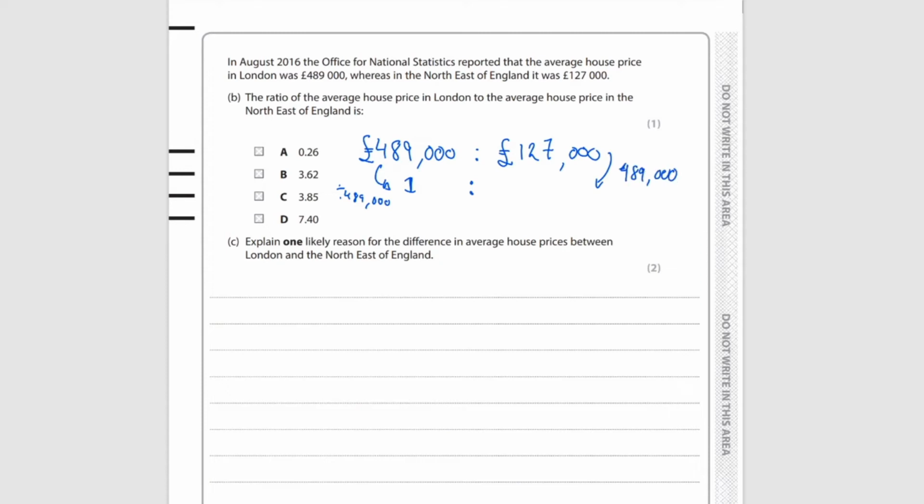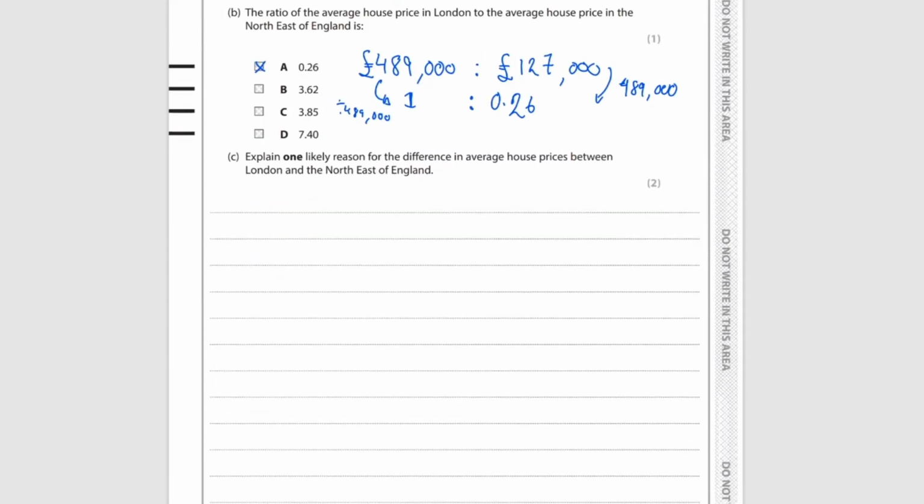So if I do that, 127,000 divided by 489,000, I get 0.259 or 0.26. Okay, so that is the answer A.